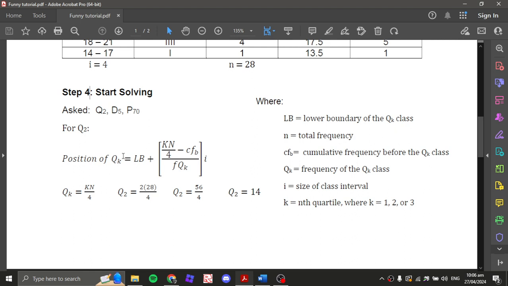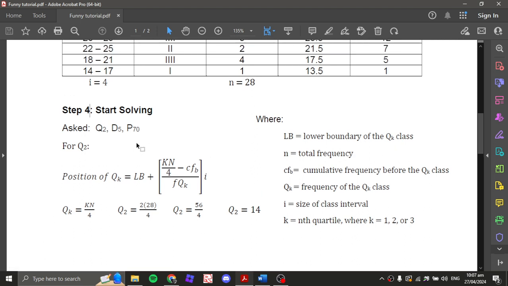So the position of Q sub k is equal to the lower boundary plus the quantity of kn over 4 minus the cumulative frequency for the Qk class, over the frequency of the Qk class, multiplied by the class interval. I think that was a lot to process, but I will explain each in a bit.